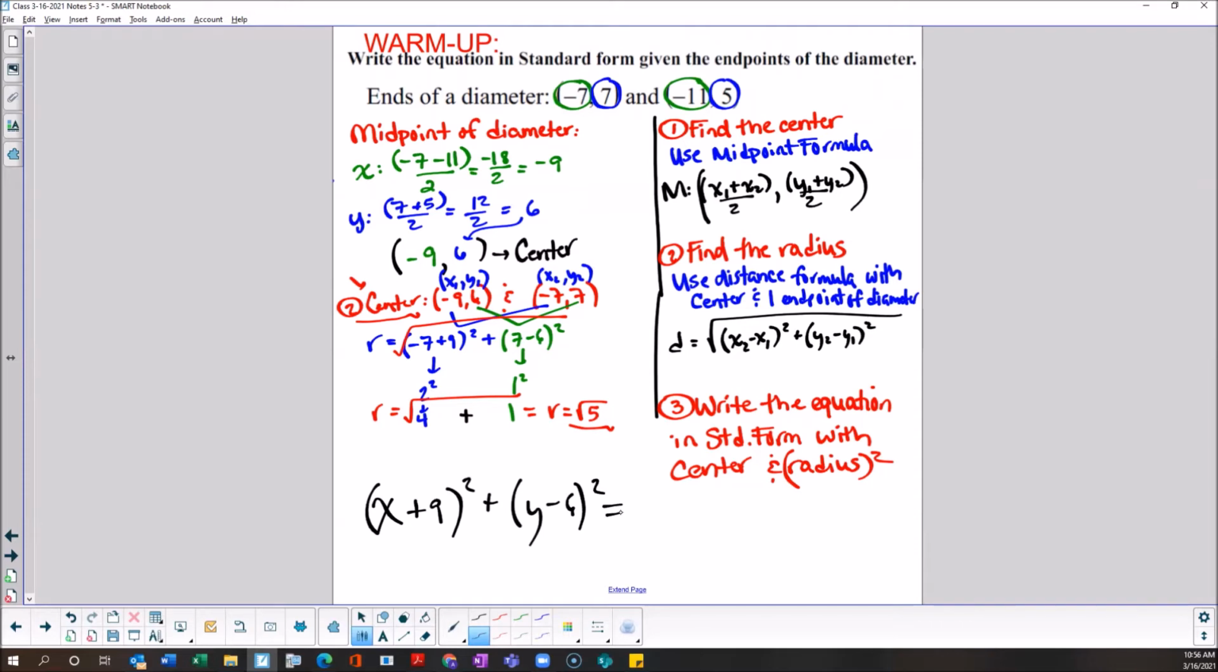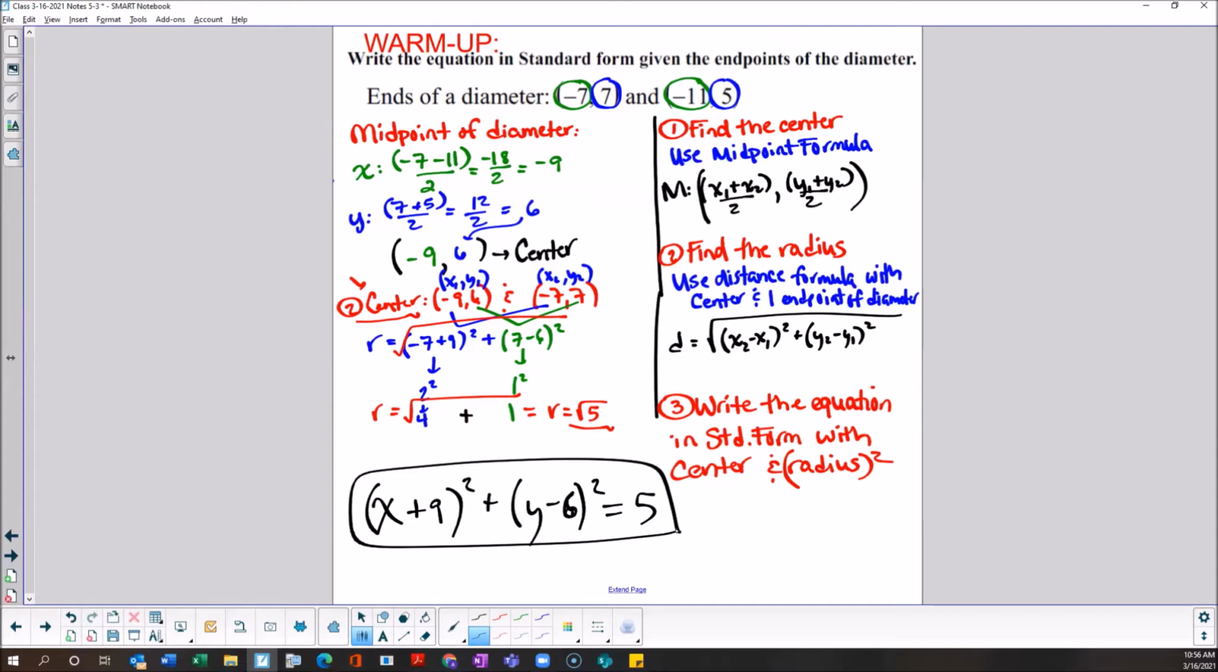do I put 5 or the square root of 5? 5, it's r squared, right? And that's it. Okay? That's all we have to do.